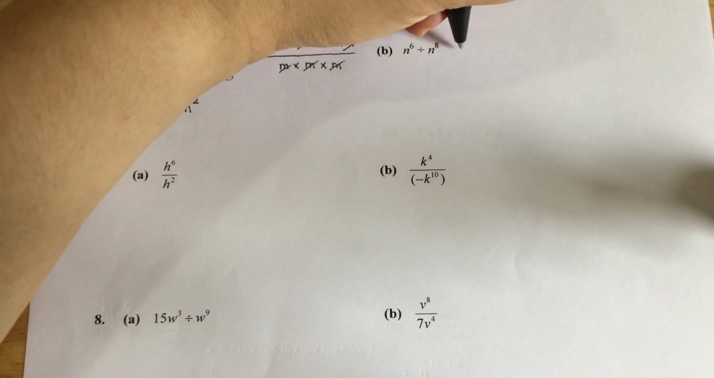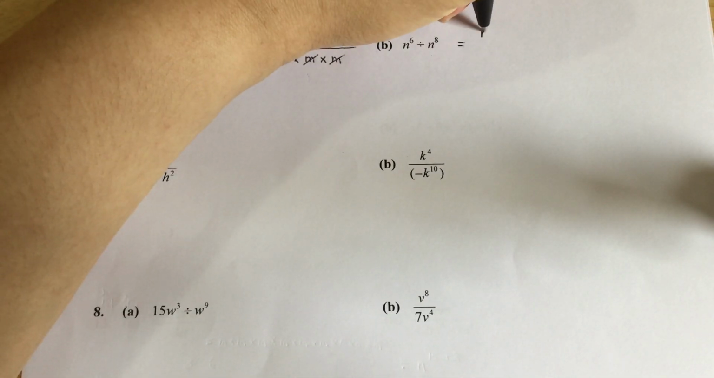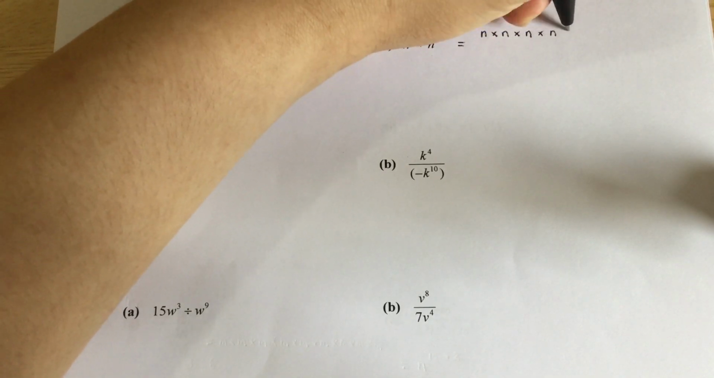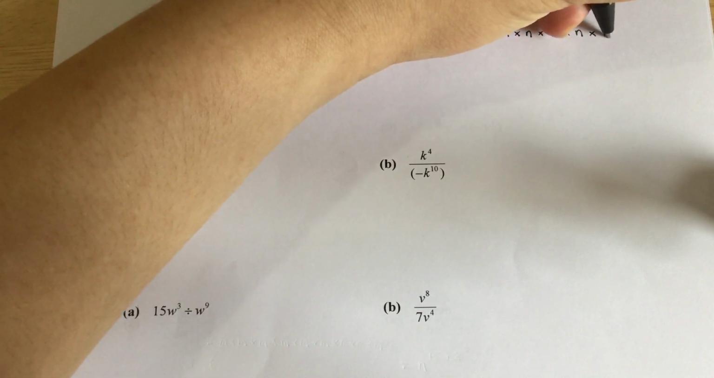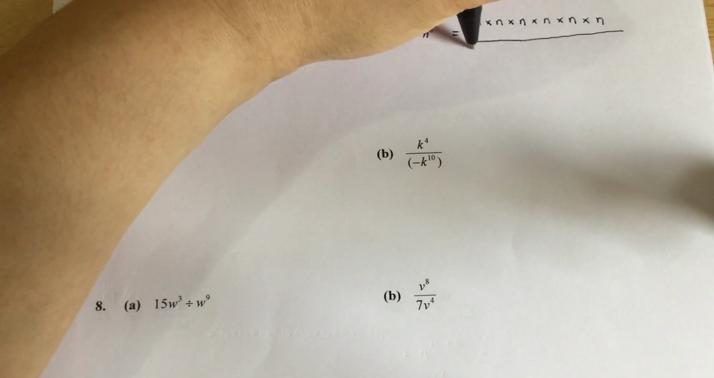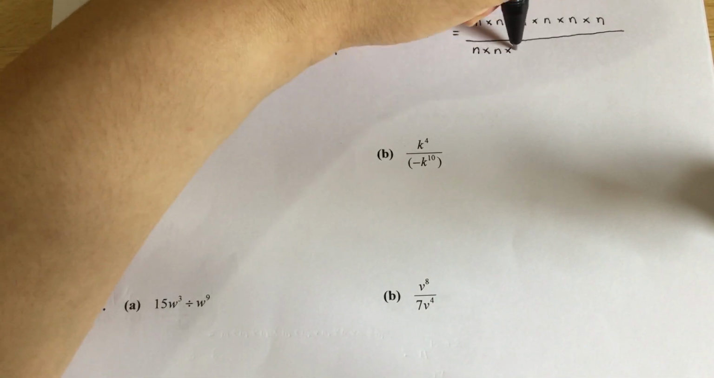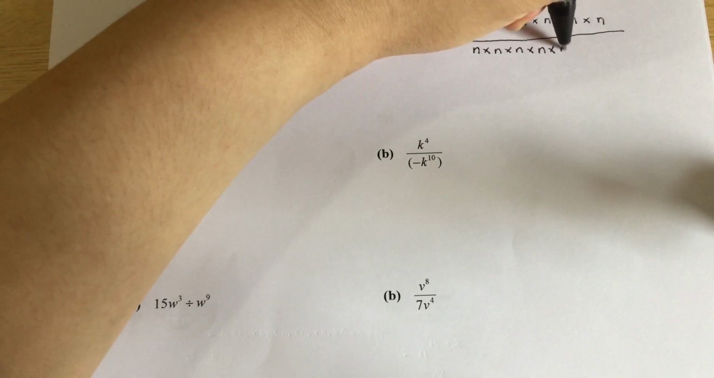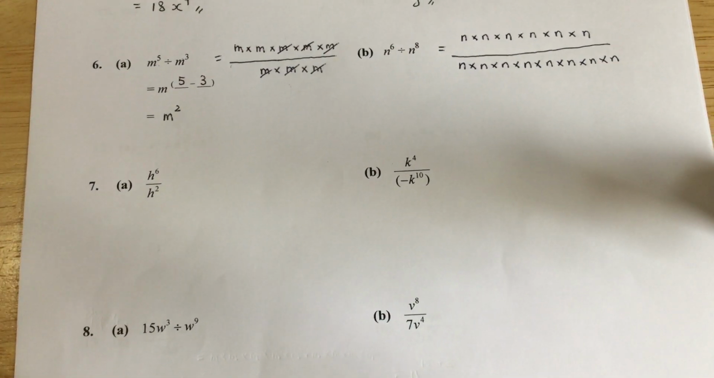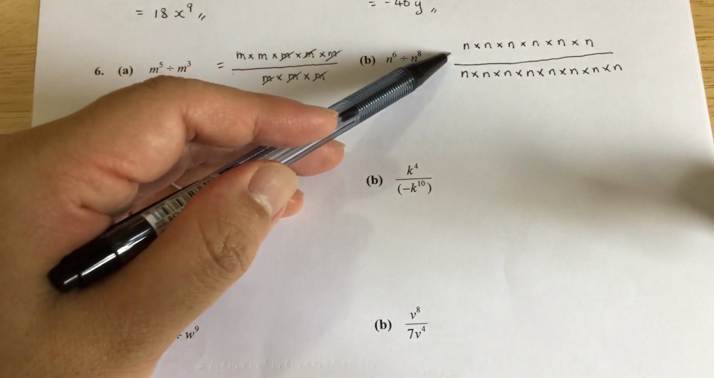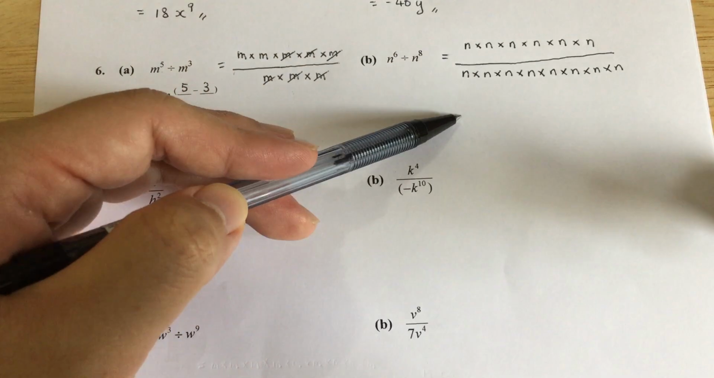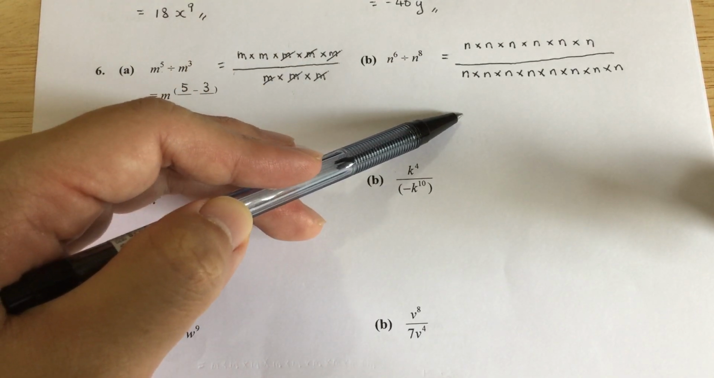Okay, this is 6a. So what about 6b? In 6b, you have n^6 divided by n^8. So you have n times n times n times n times n times n over n times n times n times n times n times n times n times n, so that you have 8 n's multiplied together. You can see this one is 6, this one is 8. Okay, this time we cannot say 6 minus 8 because we get negative 2. So we cannot do the problem like this.